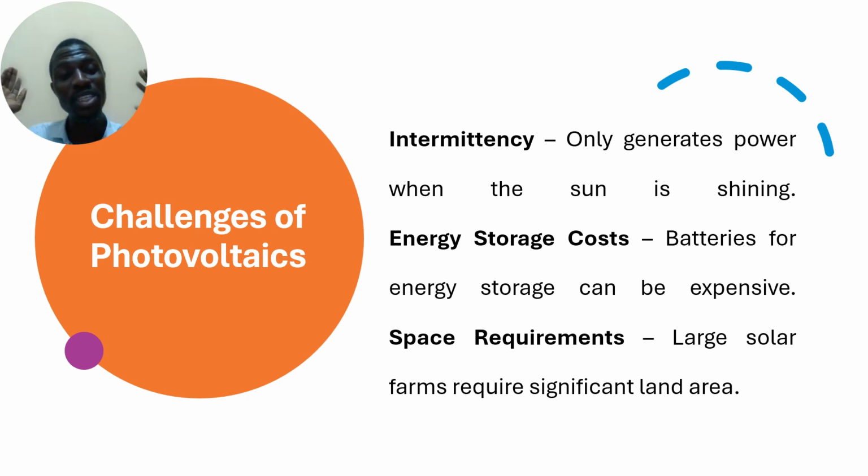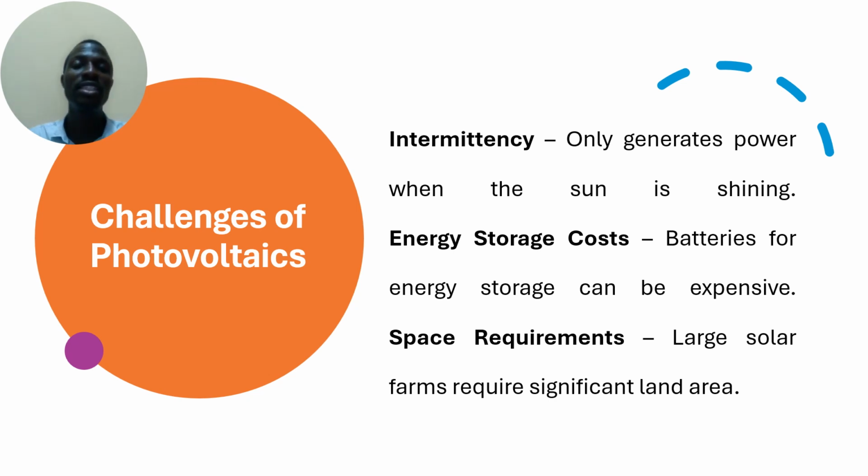However, it comes with its challenges as well. Number one, intermittency. The sun is not always there throughout the whole day for 24 hours, so it only generates power when the sun is shining. Energy storage cost: when the sun is no longer shining, the use of energy storage such as batteries can be very expensive, especially good energy storage.